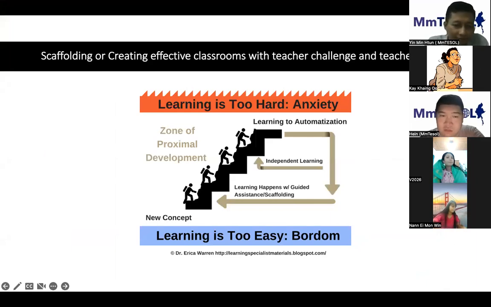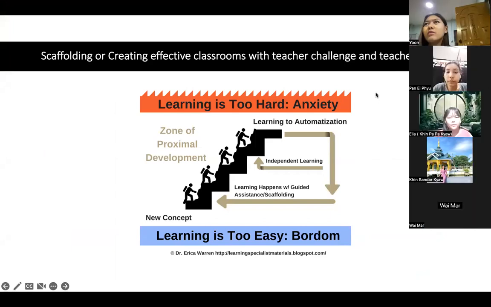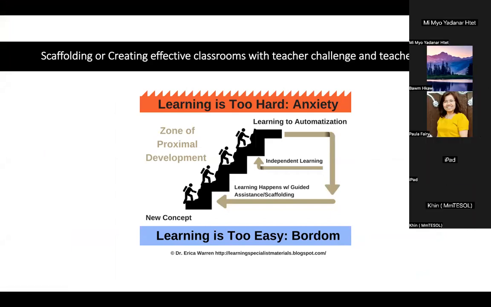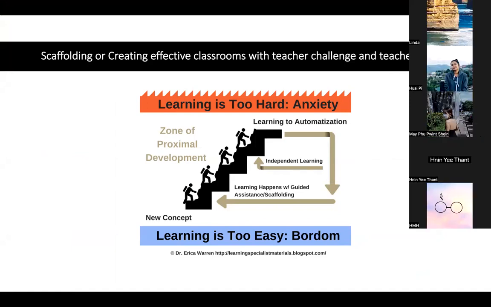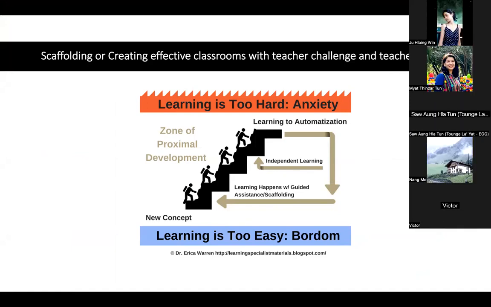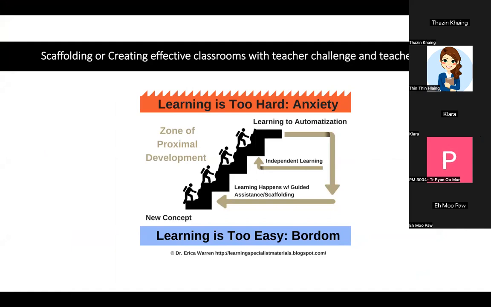Okay, so here is the topic that I'm going to work on today: scaffolding, or creating effective classrooms with teacher challenge and teacher support. From the topic, we can see that there are some key terms that we need to explore, understand, and interpret. They are scaffolding, effective classrooms, teacher challenge, and teacher support.